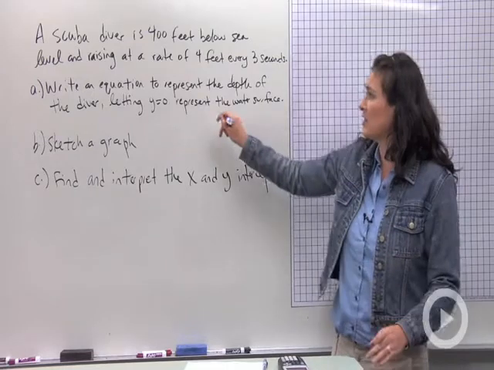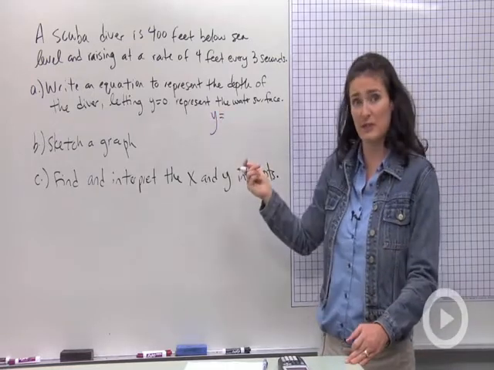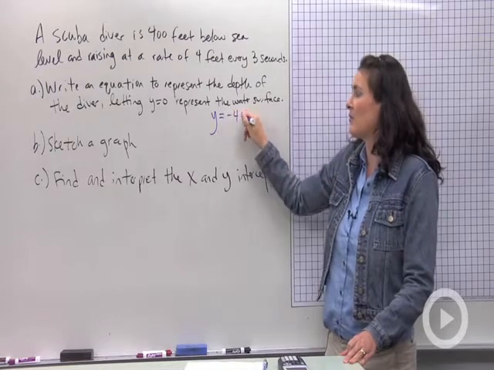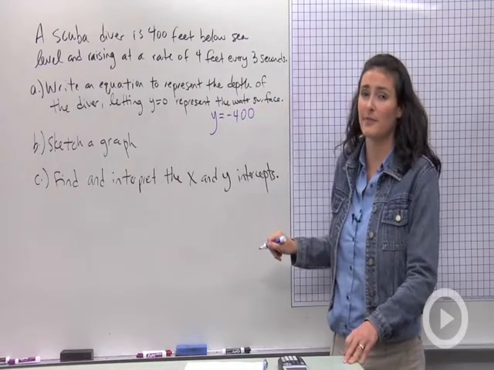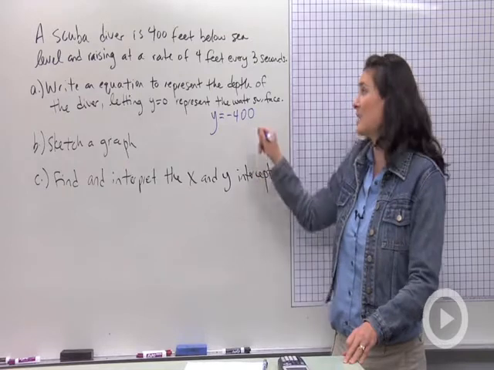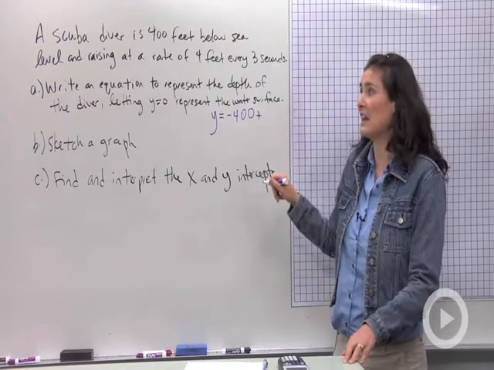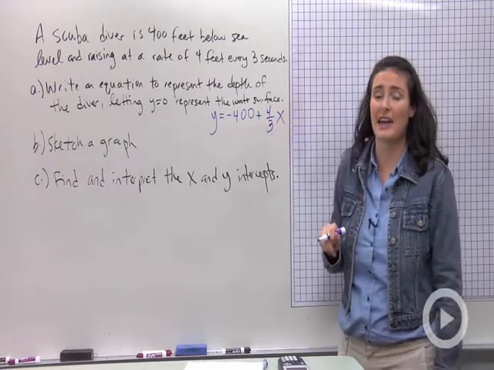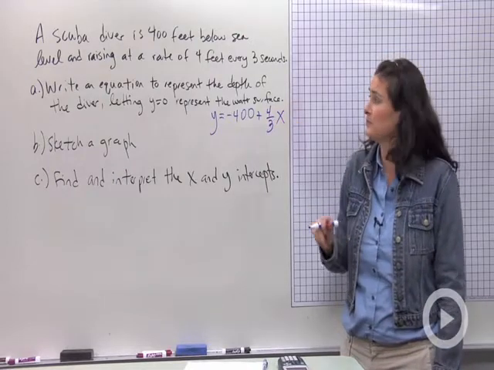Okay, so the first thing I know is that this guy starts out below the surface, below by 400 feet. That means I'm going to start with negative 400. That's where he starts from. Then he's rising, he's coming up, so I'm going to be adding 4 feet every 3 seconds. I'm going to use x to represent the number of seconds.